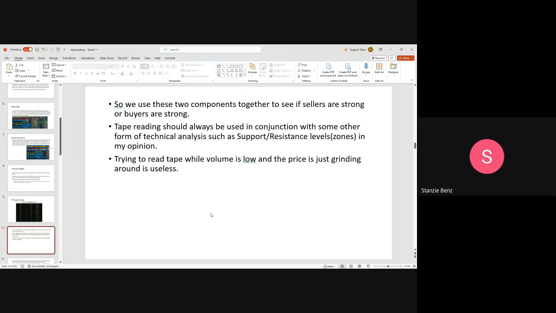You should not rely solely on tape reading for your trading. Tape reading is something you add on to a strategy you have to strengthen that strategy. It's not a good idea to just trade off tape. It's going to be very hard, and you're just leaving a lot of information on the table that you could otherwise have if you just had an actual TA-based trading system.